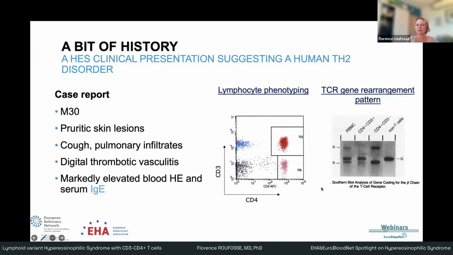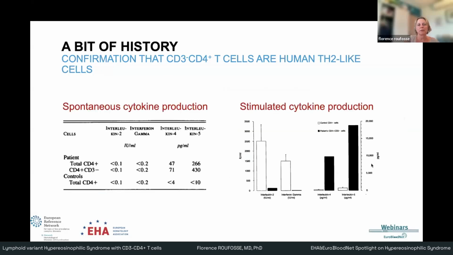And when looking at these cells, these are ancient methods for looking for clonality, obviously, but when looking whether these cells were monoclonal or polyclonal, what was also rapidly apparent was that the CD3 negative, CD4 positive T cells really had a clonal TCR gene rearrangement pattern. So this was a monoclonal T cell disorder, which was driving hypereosinophilia. And it was driving hypereosinophilia through the production of type 2 cytokines, and more specifically IL-5.